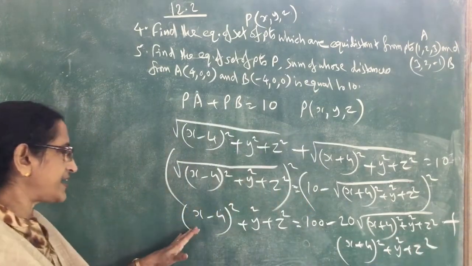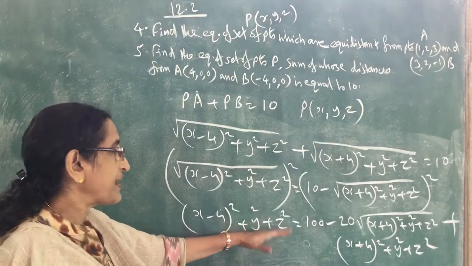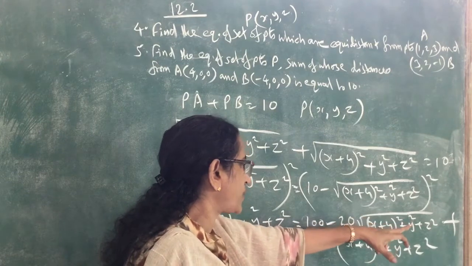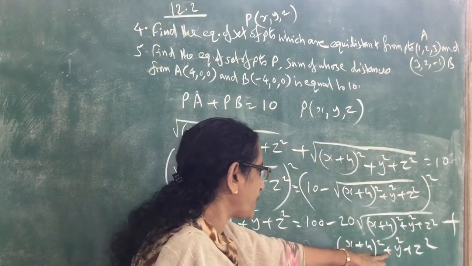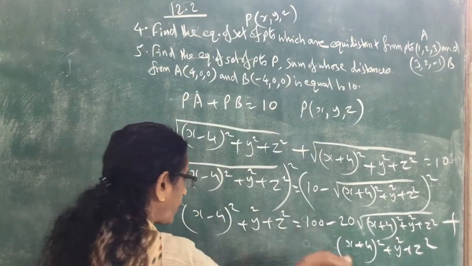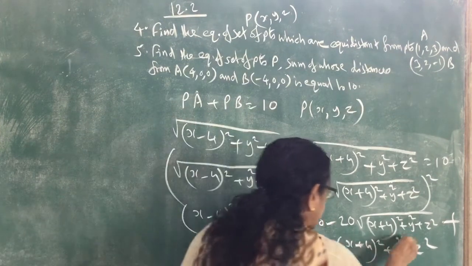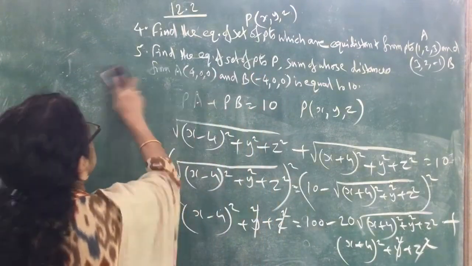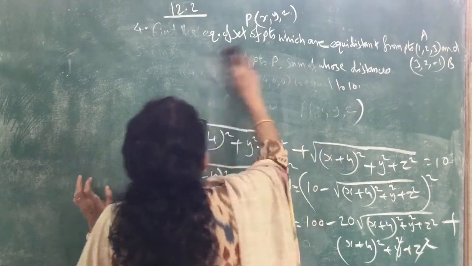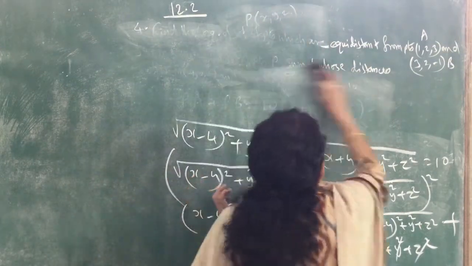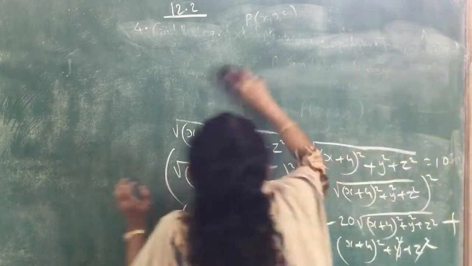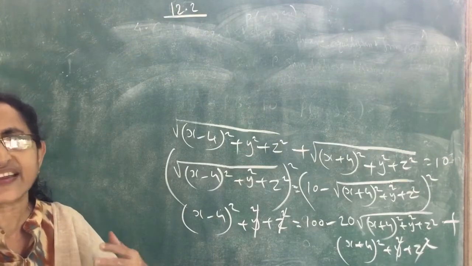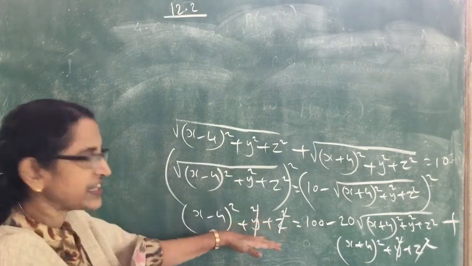So we got left side (x minus 4) whole square plus y square plus z square. Right side 100 minus 20 into root of (x plus 4) whole square plus y square plus z square, plus (x plus 4) whole square plus y square plus z square. See, y square plus z square is on both sides, so we can cancel it from both sides. Now we can simplify. The question is, we have to find the equation satisfied by point P. So when we simplify this, we will get the answer.